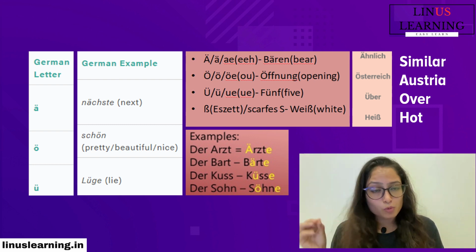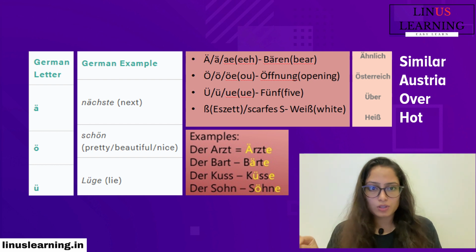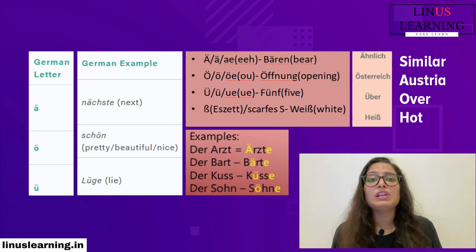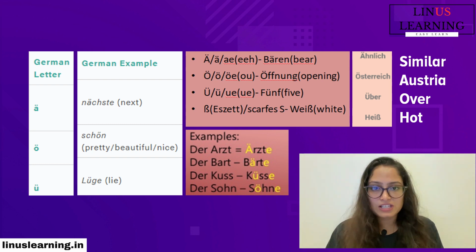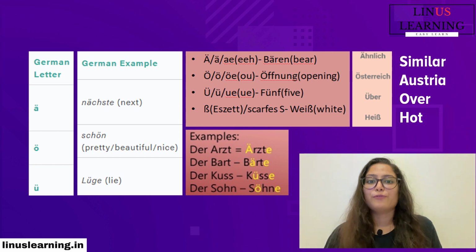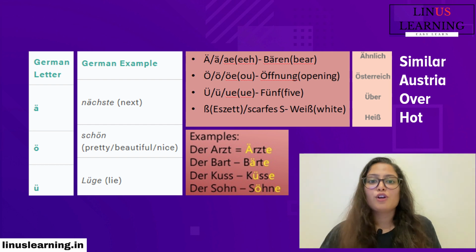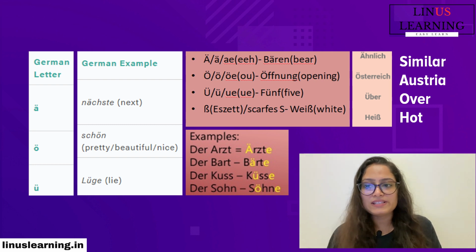If I remove this umlaut from this word, it becomes S-C-H-O-N, right? Then the pronunciation will be schon. Schon means already. But if I add this umlaut, then the pronunciation changes and the meaning of the word also changes. So without umlaut it is schon, which means already. With umlaut it is schön, which means beautiful or nice.